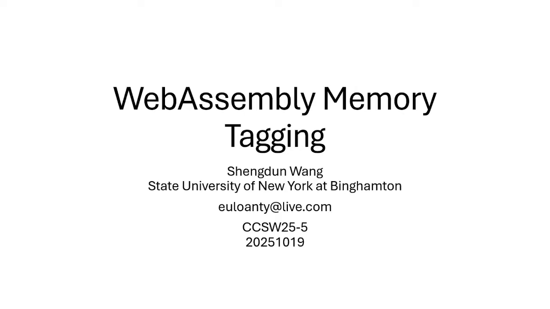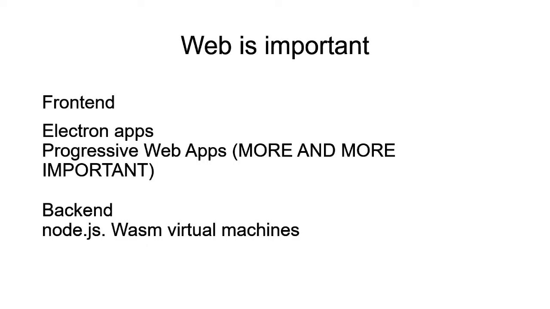Okay, let's get started. Today's topic is WebAssembly memory tagging. First, the web is important. We have front end, we have Electron apps. Nowadays we have progressive web apps, and I would argue that progressive web apps are becoming more and more important. The web is becoming very, very important. It's more important than native, in my opinion.